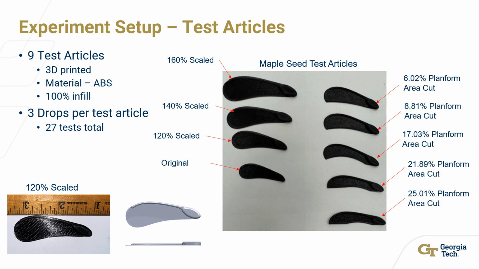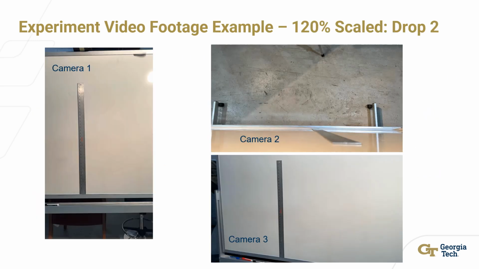The next slide shows an example of the footage captured from one of our drop tests. Camera 1 shows us the slow motion footage of the maple seed spinning as it descends. Camera 2 shows a top view which lets us capture rotation of the seed. And camera 3, as stated before, shows the drop in real time.